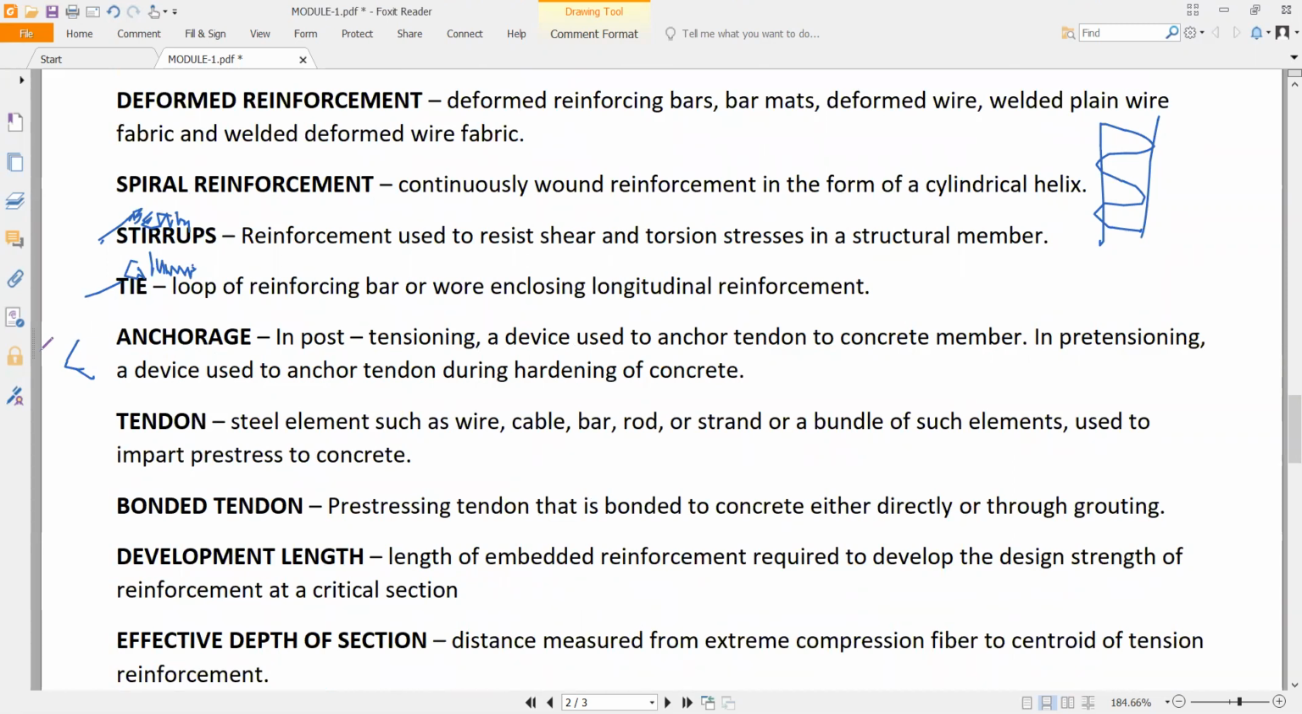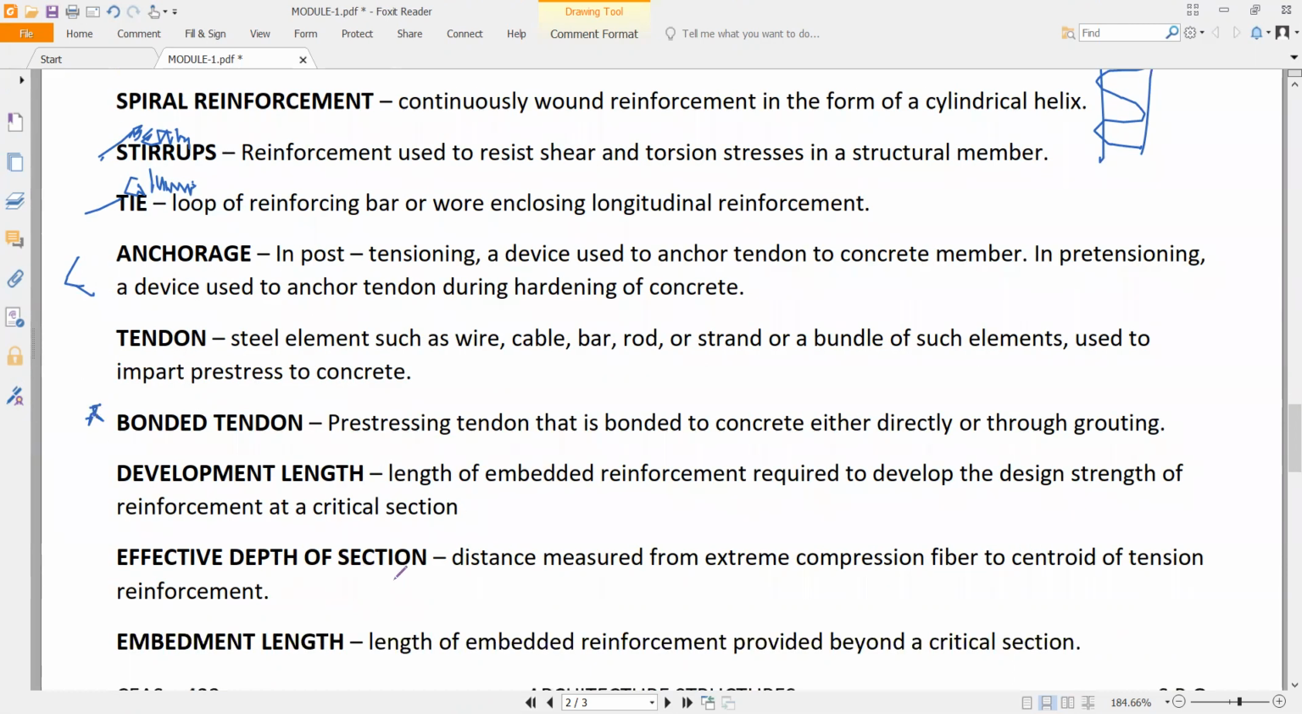Tendons, ito naman yung mga cable and wire na ginagamit natin sa precast concretes. So, tendons yung ginagamit natin doon. Banded tendons, simple lang. Pag yung tendon natin, 2 or more, pinagsama-sama natin, that is banded tendons.